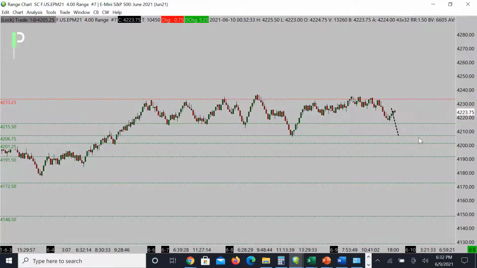Now, I'm not really looking for too many shorts because we're strongly bullish. The only time I'm looking to take a short against the momentum is at the edge here at 42.33.25. Other than that, really not going to be looking for too many shorts on S&P.